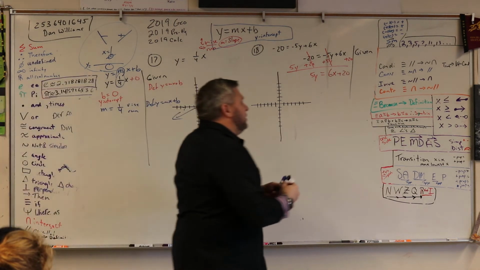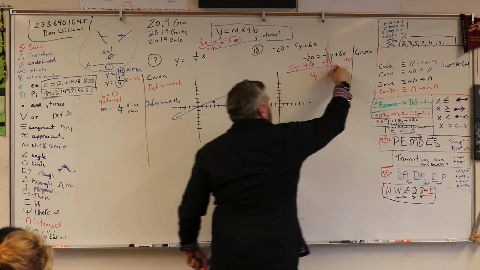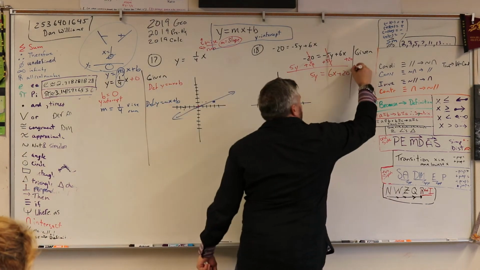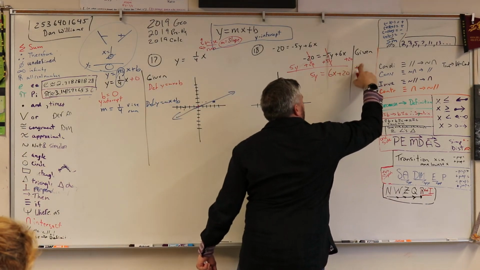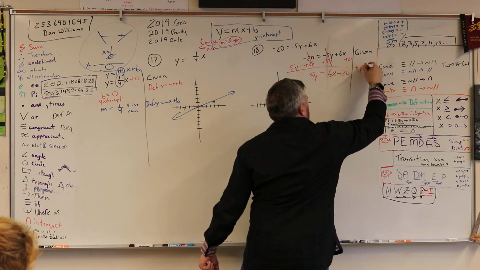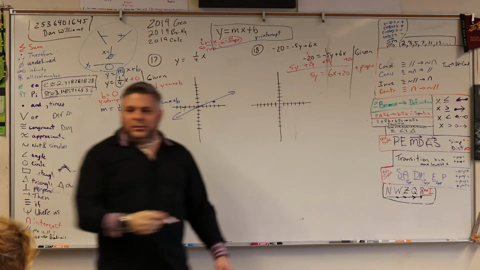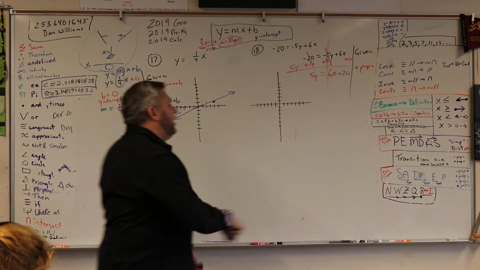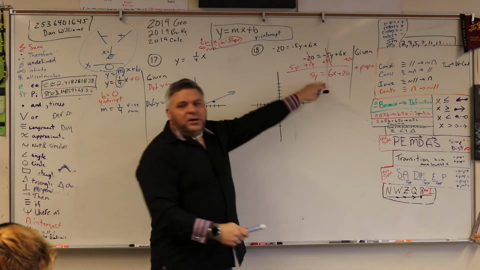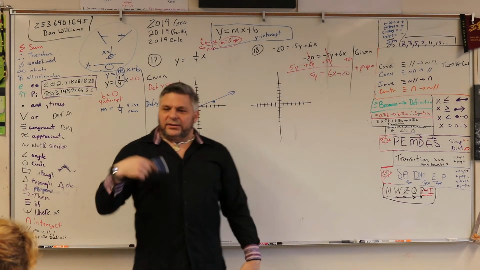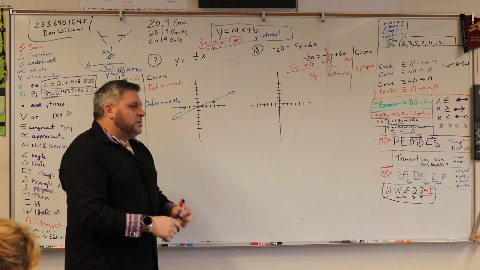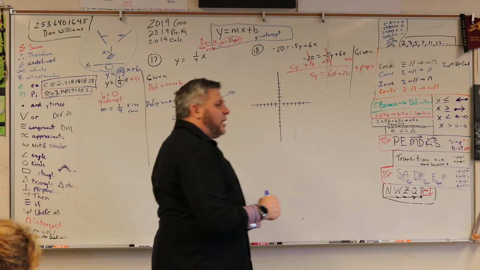Now what did I do? I added on both sides, right? What's that called? Addition property of equality. Okay? Then what? I want y alone. How do you get y alone? Anna. Joshua. How do I get y alone?